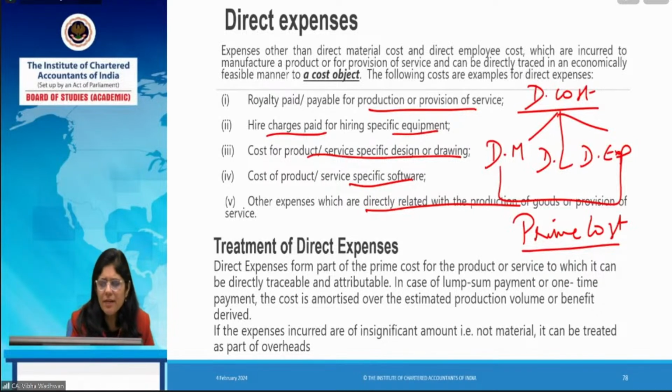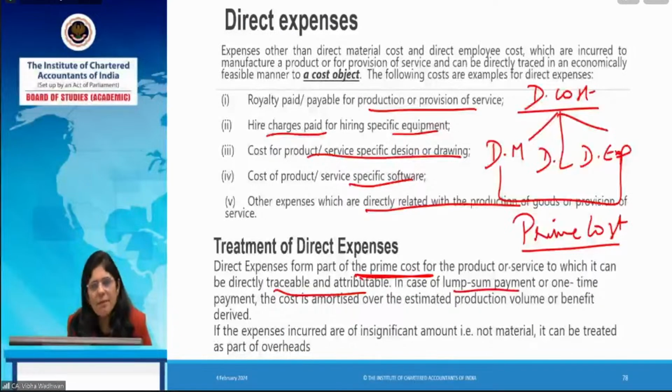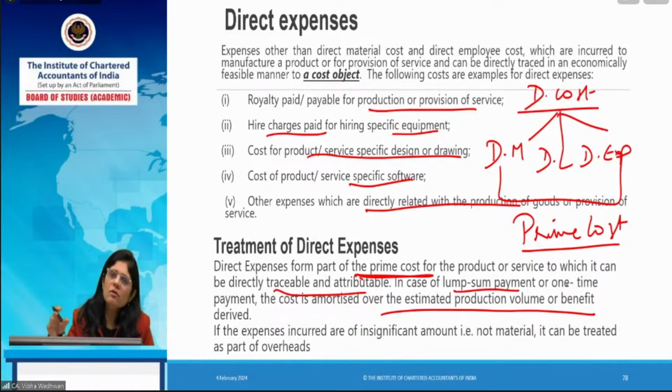As for treatment, I've also written that it forms part of the prime cost. You will understand prime cost in detail when we do the cost sheet. It can be directly traceable and attributable, and in case of a lump sum payment, you can spread it over the estimated production. So if the direct expense is a lump sum amount, you can spread a percentage over every period's production. So 10% every quarter, you charge 10%. Clear?